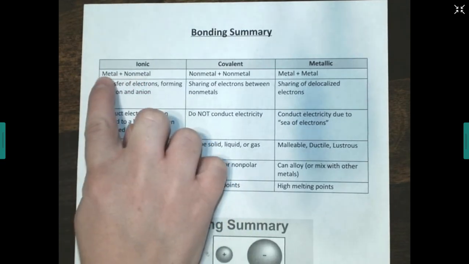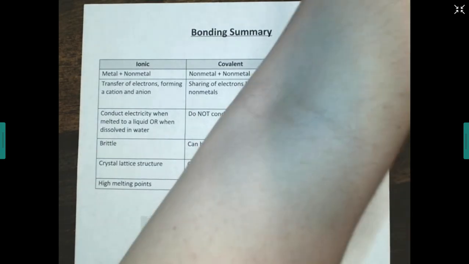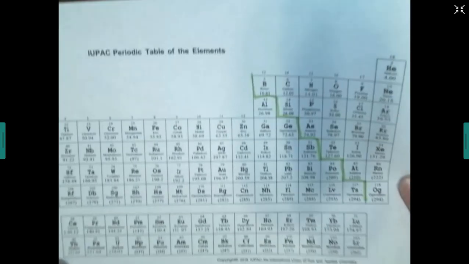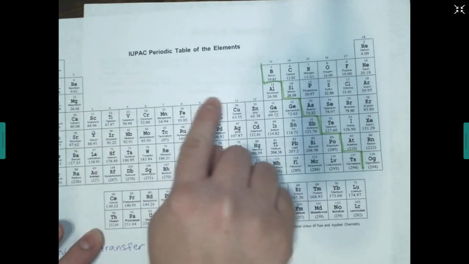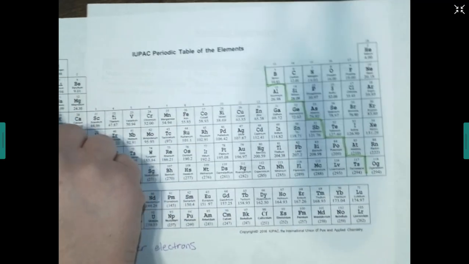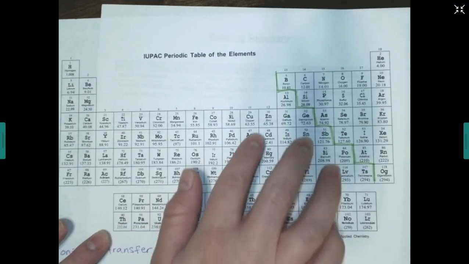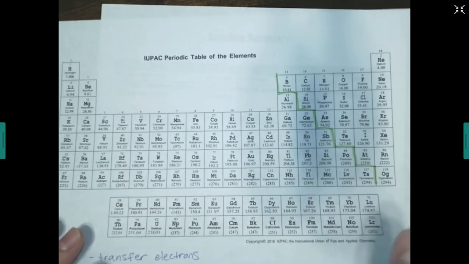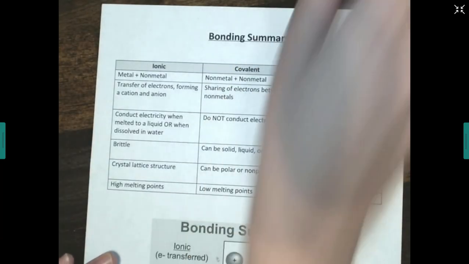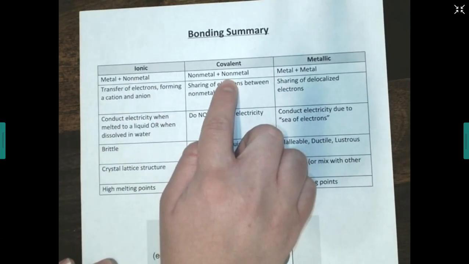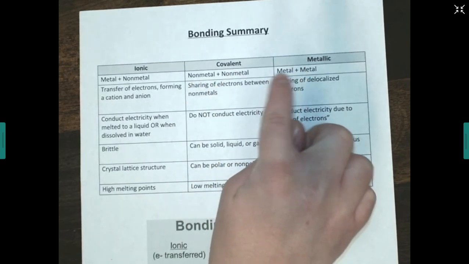First, ionic. It's when you have a metal and a non-metal. And if you remember on your periodic table, your metals are over here, your non-metals are over here, with the exception of hydrogen. Hydrogen's a non-metal. So if you have a metal and a non-metal together in a bond, it's an ionic bond, okay? Covalent is when you have two nonmetals. Metallic is when you have a metal and a metal.